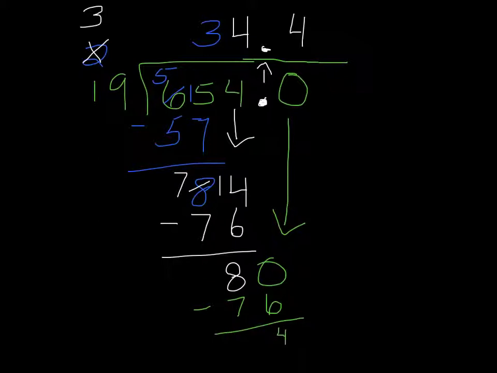Now, I still have another remainder, and if I want to get to my exact answer, all I'm going to do is keep adding another 0 here, bring it down, and then I'm going to divide again. Let's see how many times 19 goes into 40. This time it's going to be 2. Put a 2 up there, and I'm going to multiply. 2 times 19 is going to be 38.